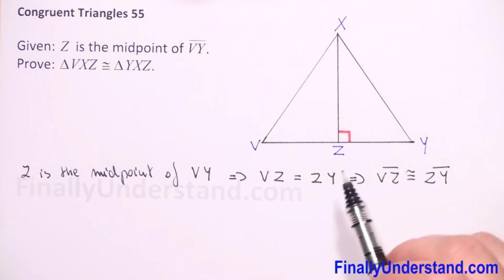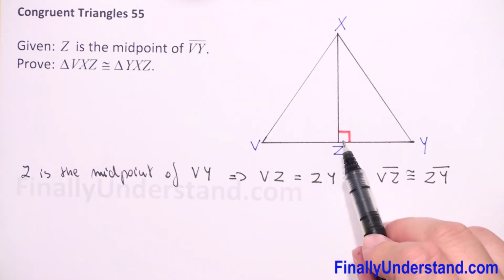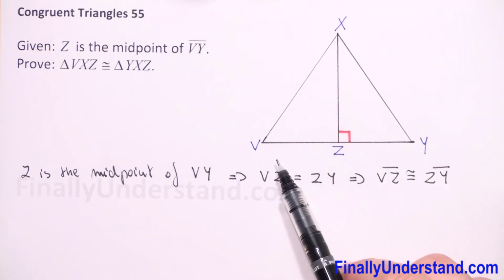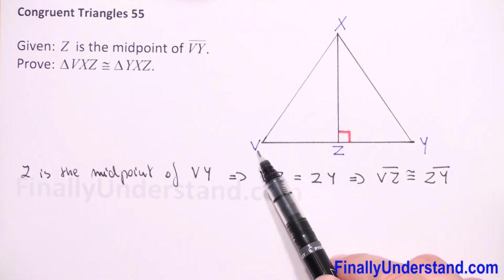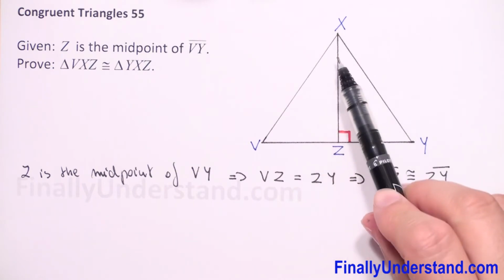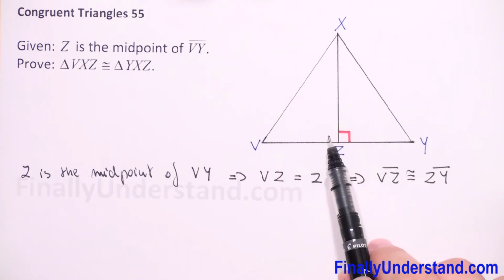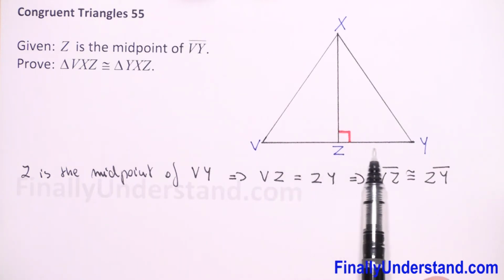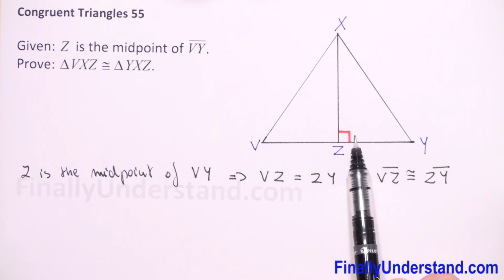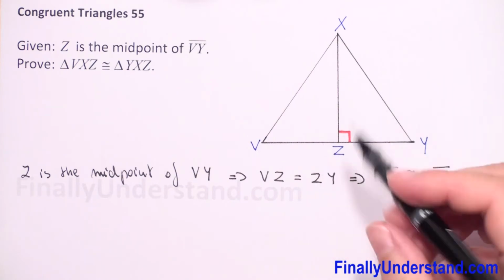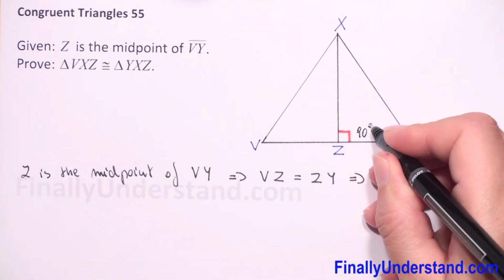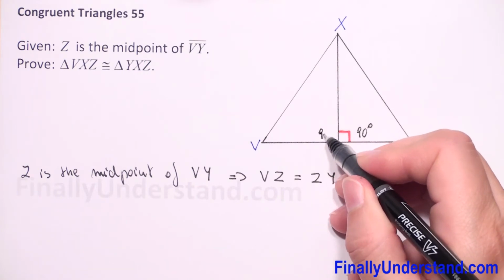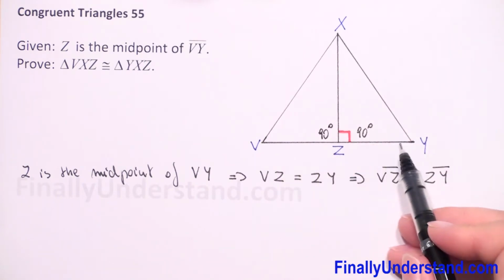What else? We have given here right angle. So we have right triangle. It means that angle VZX is right angle too. Why? Because we have here straight angle. On the right side we have 90 degrees. So on the left side we have to have the same 90 degrees because here is straight angle.